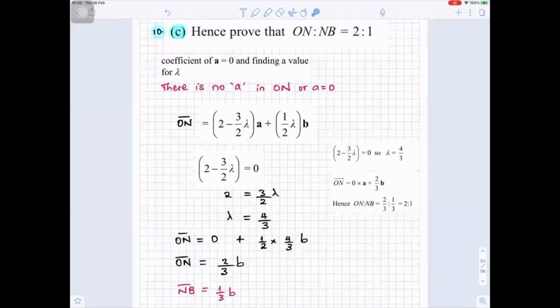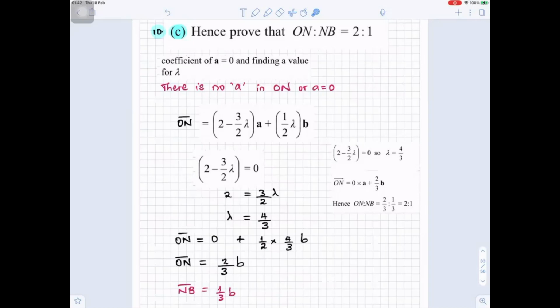For part C, it says prove that ON is to NB is 2 is to 1. The coefficient of A is 0. So we want to find the value of lambda because there is no A on ON. OA is 0. So we want to put all of this to be 0. 2 minus 3 over 2 lambda equals 0. So that gives you lambda to be 4 over 3.